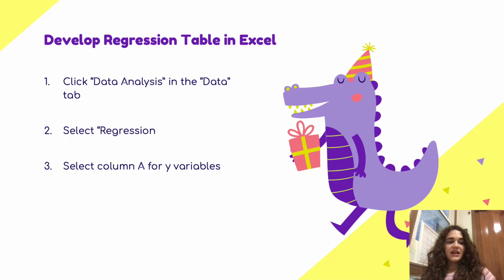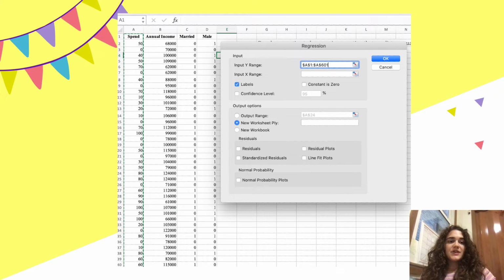After you press OK, select everything in column A for the Y variables. In this case, all of our amount spent on gift cards is our Y variable because that is the dependent variable, or the thing that changes based upon annual income, marital status, and gender. So that means put that in for the Y input range.